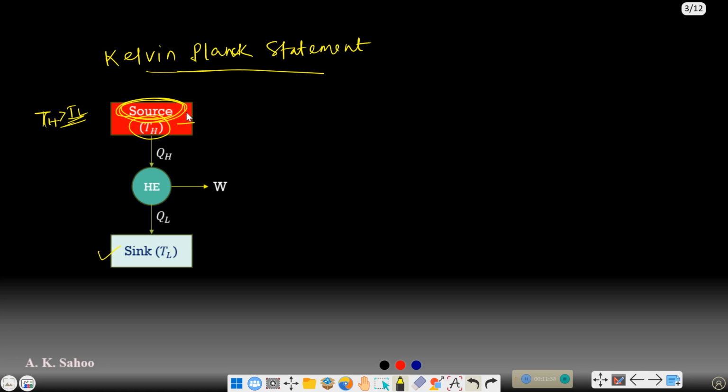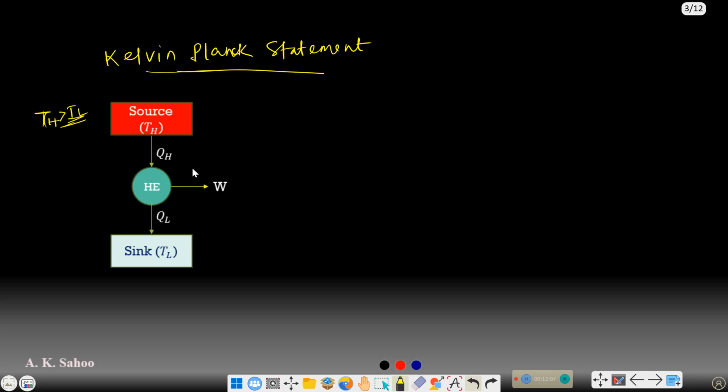So we can extract as much heat as we want to extract, and there will be no effect on its temperature. The reservoir which can give that much heat is known as the source. We can extract as much as we want, so there will be no change in temperature. Obviously this is a hypothetical case where we extract heat, but there is no change in temperature.